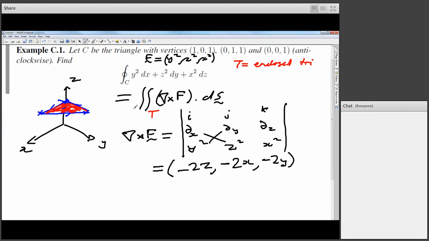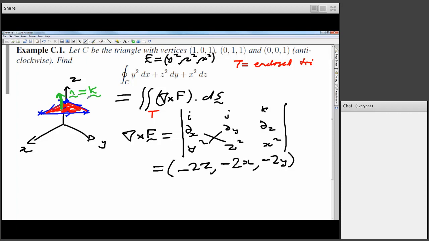Now, in order to work out any flux integral such as this one, we would like to know how much the curl flows through this surface. That's what the idea is. And so we just need to work out the normal. Now, because I've chosen the surface nicely, I can easily work out what the normal is. The normal is going to be pointing up, and so the normal, being a unit vector, is just going to be pointing in the k direction.